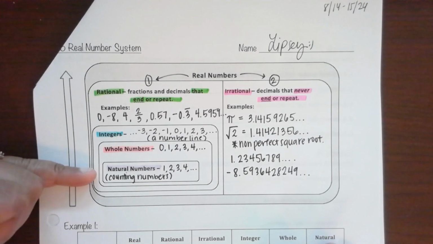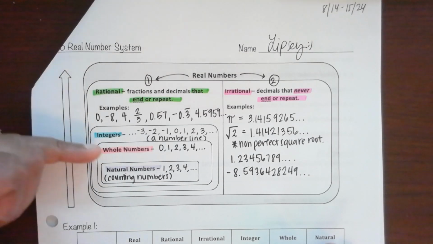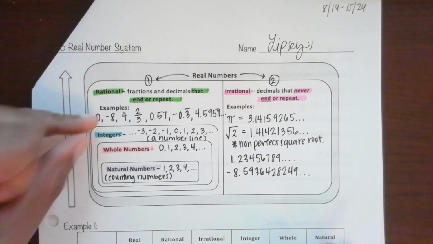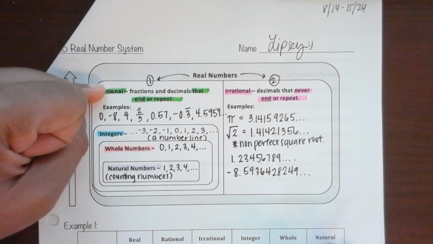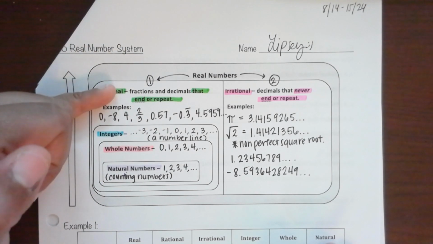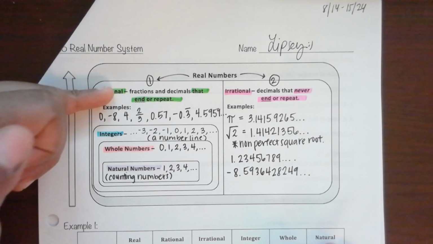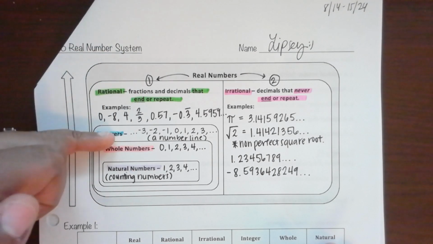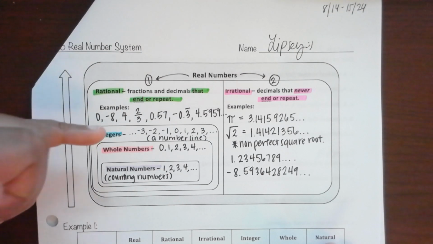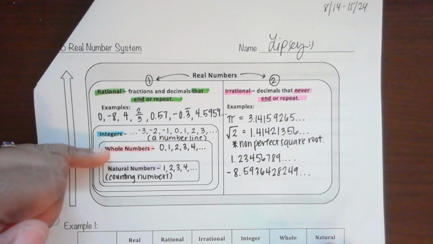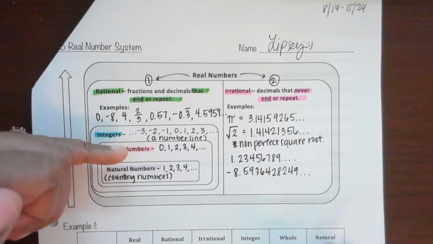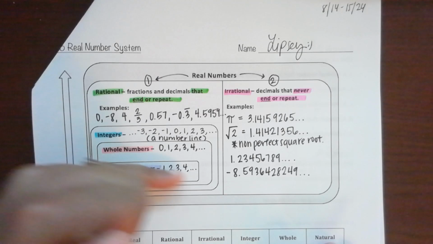All natural numbers are whole numbers. All whole numbers are integers. And since all of these fall into integers, all 3 of them are rational. But if you were to go in the opposite direction, not all rational numbers are integers because these have decimals and fractions and these do not. Not all integers are whole numbers because integers have negatives and whole numbers do not. And not all whole numbers are natural because they have 0 and natural numbers do not.